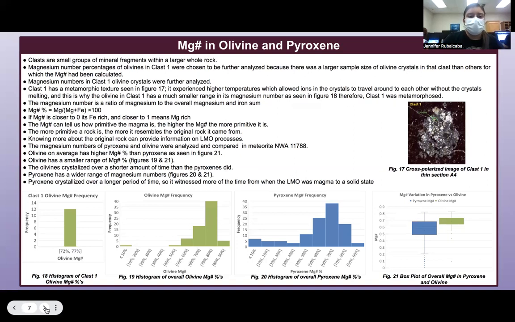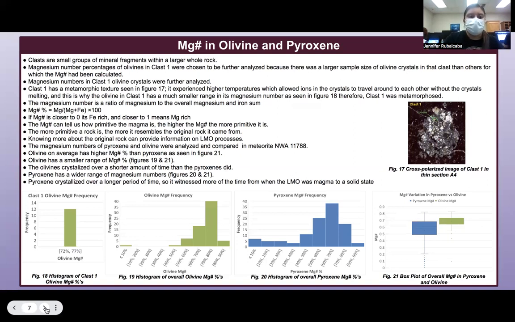The magnesium numbers in clast 1 olivine were further analyzed, and clast 1 has a metamorphic texture seen in figure 17 to the right. It experienced higher temperatures, which allowed ions in the crystals to travel around to each other without the crystals melting. And this is why the olivine in clast 1 has a much smaller range in its magnesium number as seen in figure 18 to the left, and therefore clast 1 was metamorphosed.